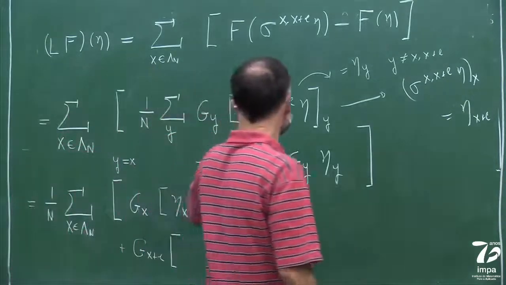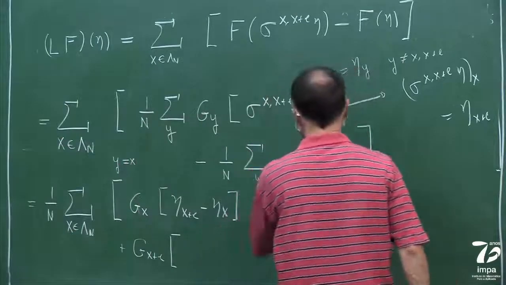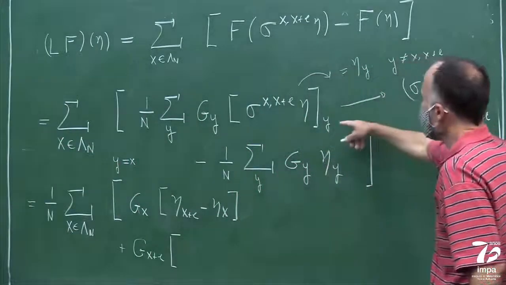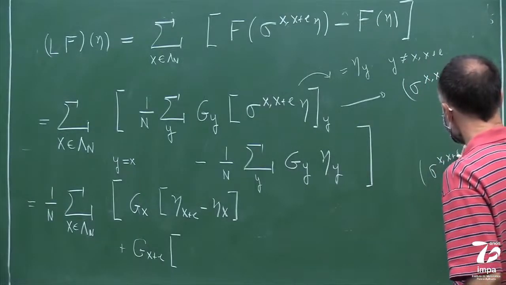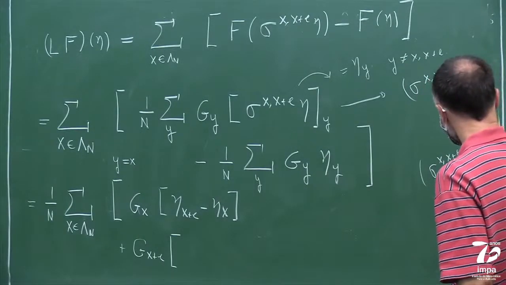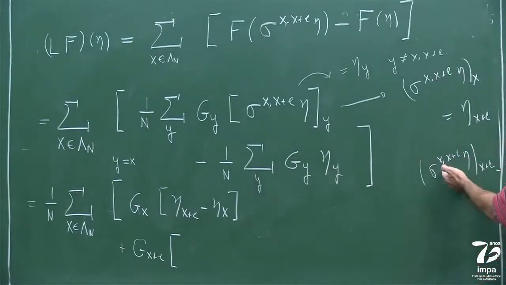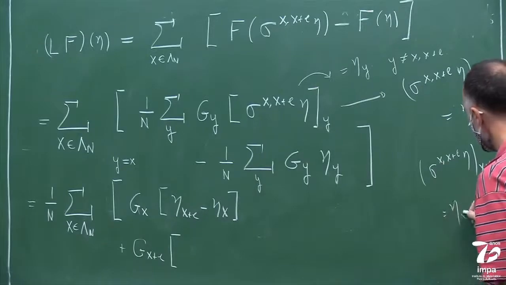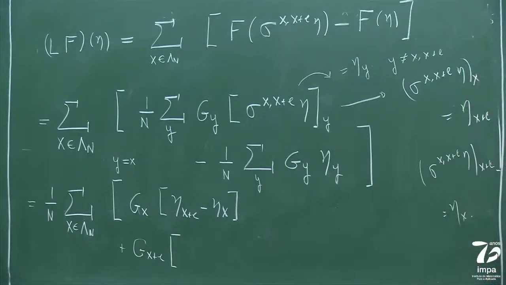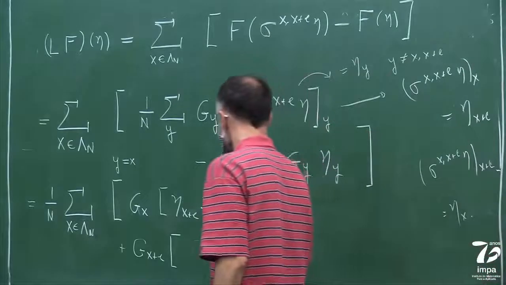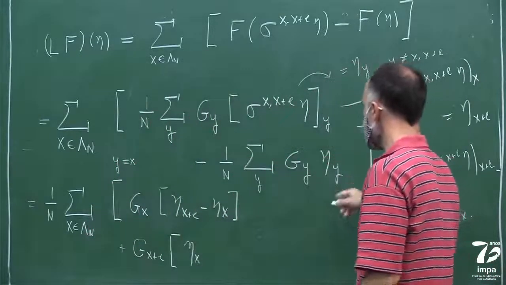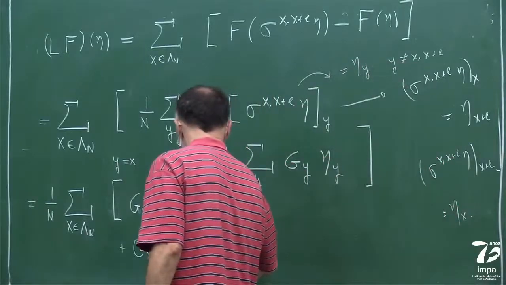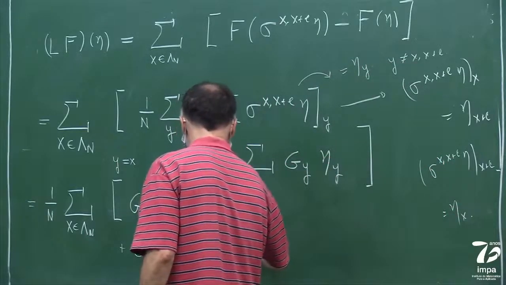If y is equal to x plus e, I have to compute this object. This is sigma x plus e, eta at x plus e. Since I exchange the value at x plus e, it's the value of eta at site x. So this term gives me a contribution eta x, while for this one, y is equal to x plus e, it's minus eta x plus e.